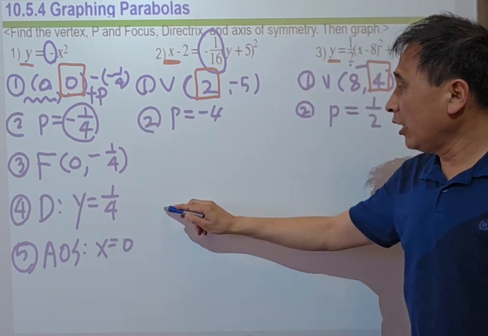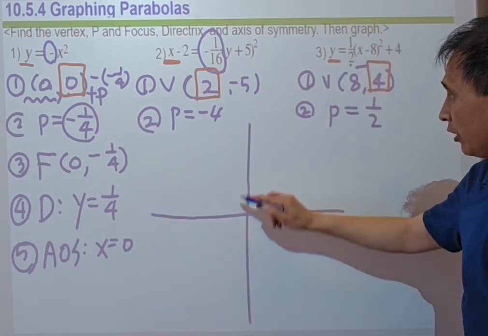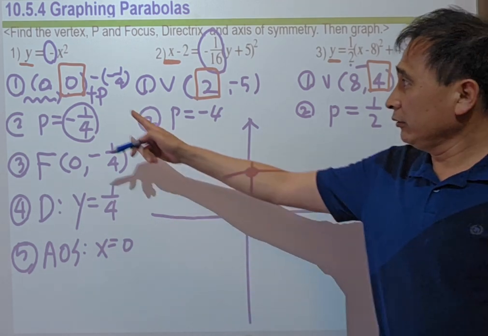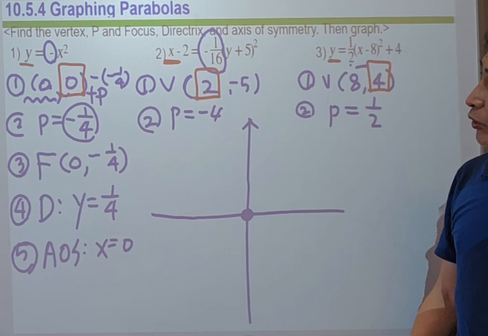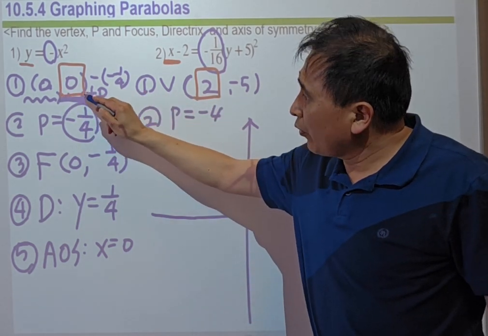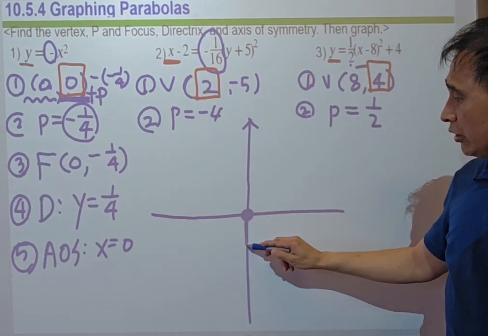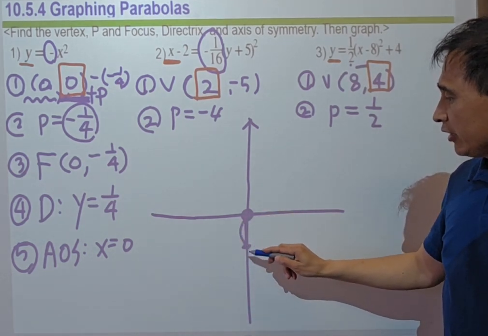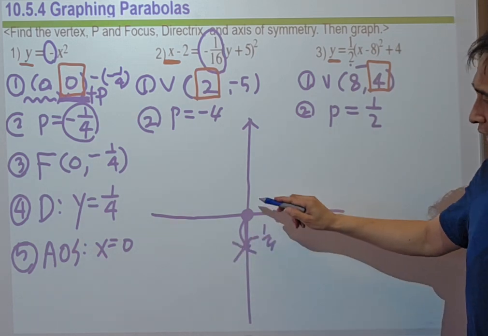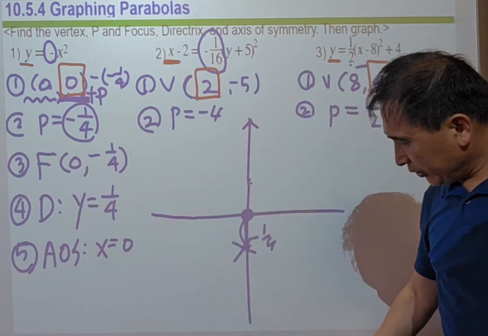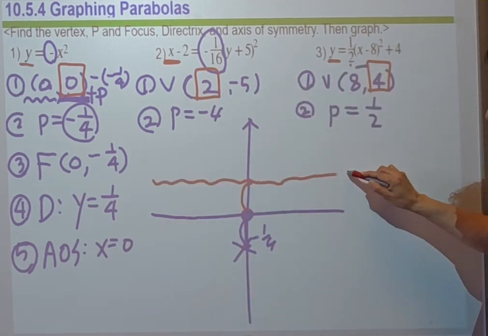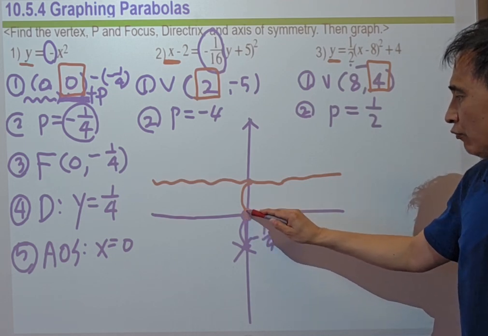What I meant with the graph, we can tell more clearly. The vertex is (0, 0) right here, and the p value is -1/4 on the y side, because the vertex and the focus are on the y side. So negative 1/4 is the focus right there, and the directrix is on the other side, at 1/4. So that's the directrix.